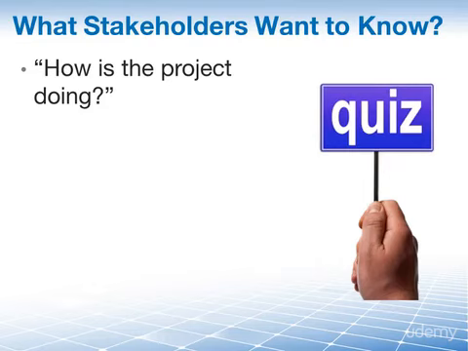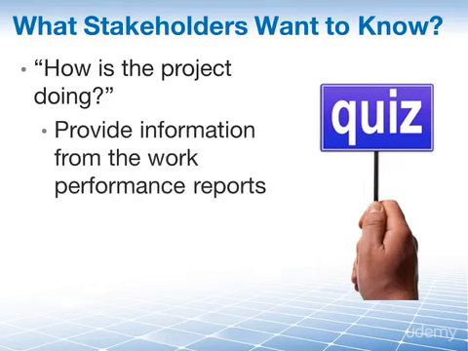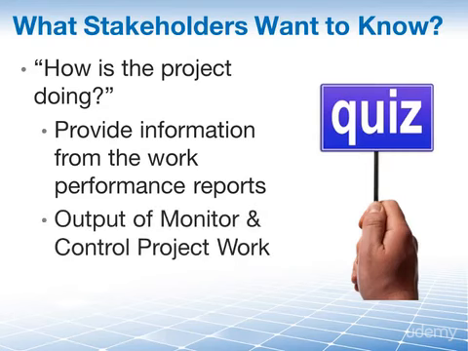The way to answer this question is by providing information from the physical or electronic representation of work performance information compiled in project documents intended to generate decisions, actions, or awareness, which is, of course, the definition of the work performance reports according to the PMBOK guide. This is our second input. Work performance reports are outputs from the monitor and control project work process.